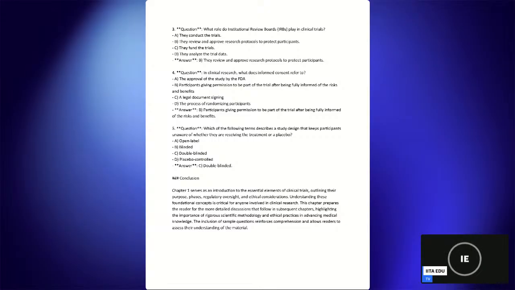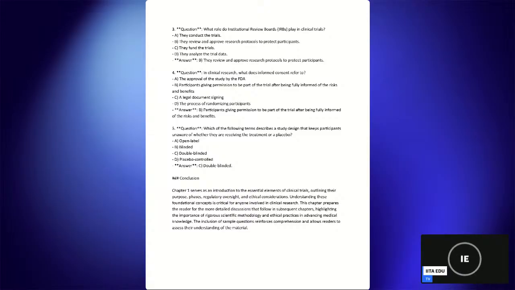Question 5, which of the following terms describe a study that keeps participants unaware of whether they are receiving the treatment or they are using placebo? Placebo is like a water drug. It's not active, it's just to compare the effectiveness of the drug with somebody that does not know, that does not have the drug, so that you can see if there's efficacy of the drug.